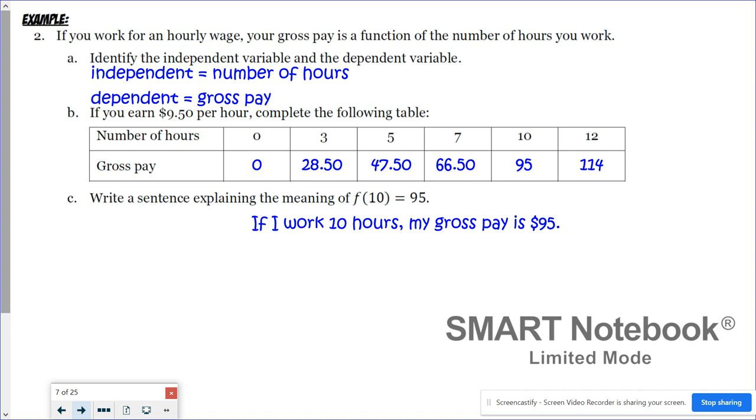Part C, it's like write a sentence explaining the meaning of f of 10 equals 95. So I wrote a sentence. I'm like, if I work 10 hours, my gross pay is $95. So basically when you are interpreting function notation, you want to like go back and you want to tie the numbers to your independent and your dependent variables. So the 10, you see how the 10 is like inside the parentheses here? Well, that means since it's on the inside, it's the independent variable. So that's why I'm saying 10 is the number of hours I work. And $95 is my gross pay. Okay.